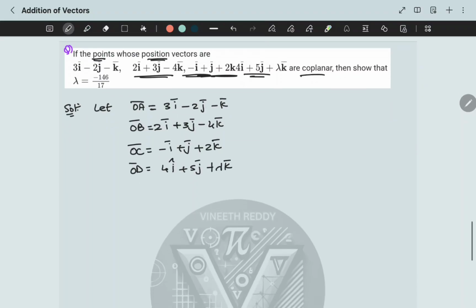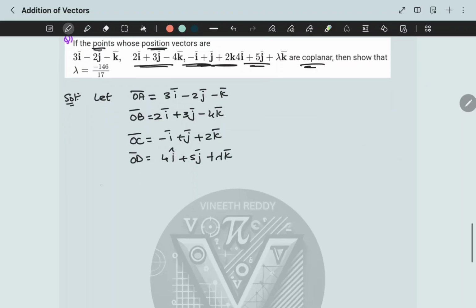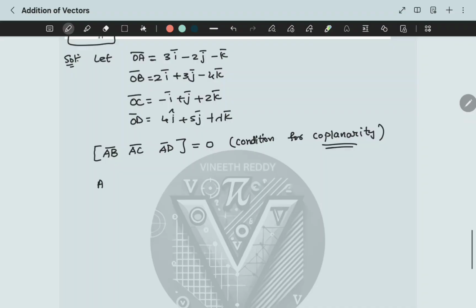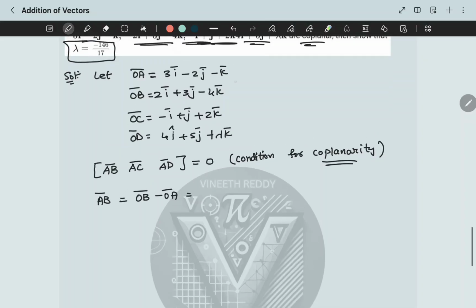Now he has given that these vectors are coplanar. Very important condition, dear students. Remember that the box product of AB, AC, AD is equal to 0. This is the condition for coplanarity, not collinearity, coplanarity, okay? Then show that lambda is equal to minus 146 by 17. We have to prove that. So we have to find AB vector first. AB vector is OB vector minus OA vector. We have discussed this point in the previous question also.